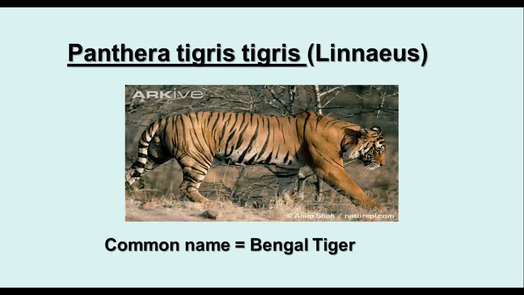So let's look at an example. Here's a Bengal tiger. There are a number of different kinds of tigers. There are Siberian tigers and so forth. All tigers are Panthera tigris, but there's a subspecies, which is specific to the Bengal tiger, called Panthera tigris tigris. It was named by Linnaeus, and so we put the name of the scientist after the scientific name. The common name is Bengal tiger.